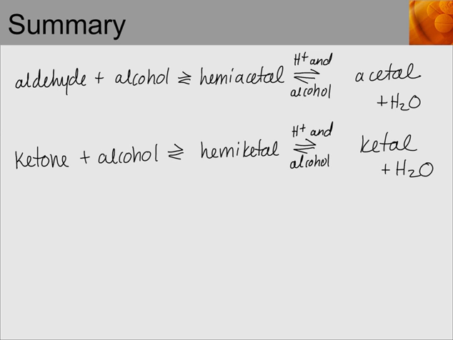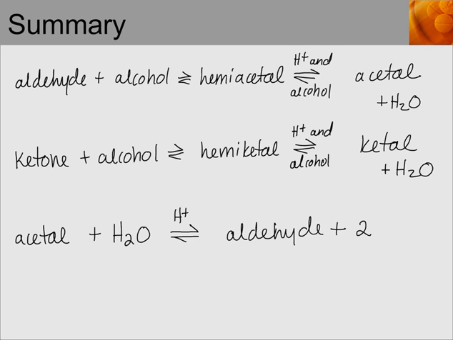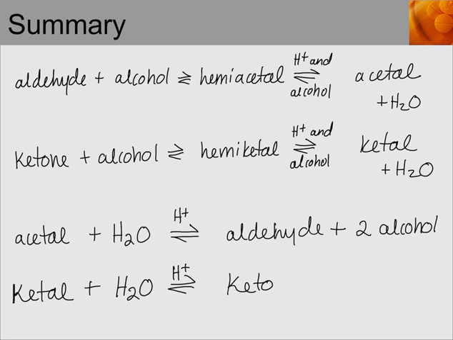And then we can go backwards. So let's say we start with an acetal molecule and react that with water. We're going to add some catalytic acid, H+, and that's going to give us our original aldehyde and two of our alcohols. Same thing if we start with a ketal molecule, react it with water and some catalytic acid, we're going to get back the original ketone plus two alcohols.